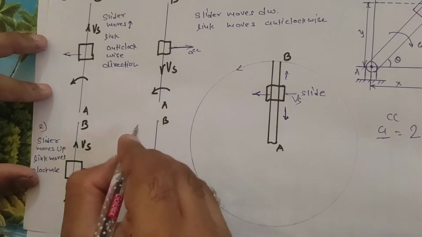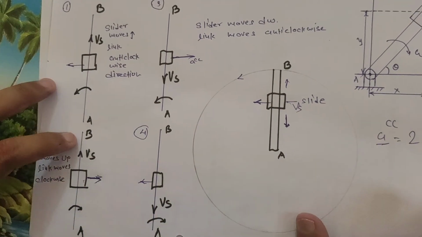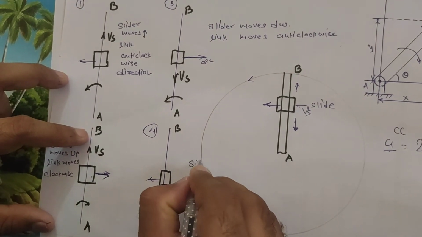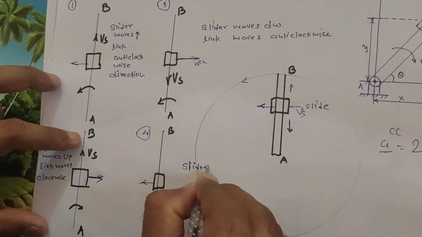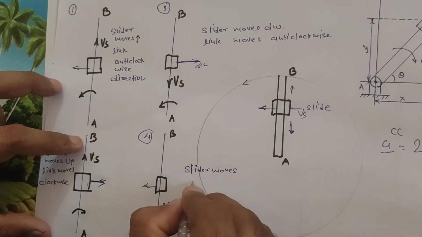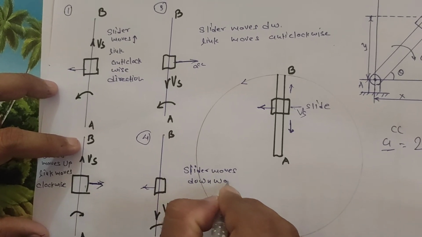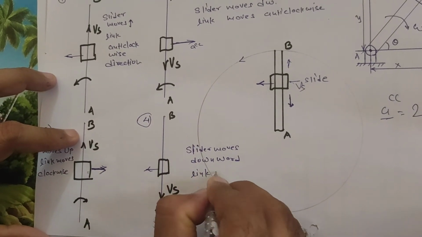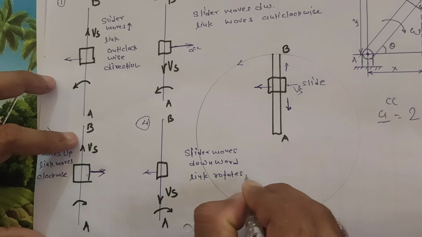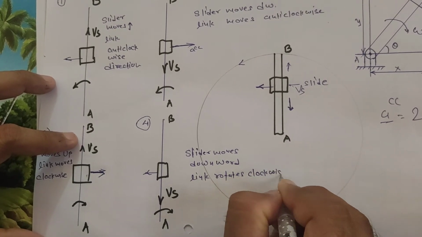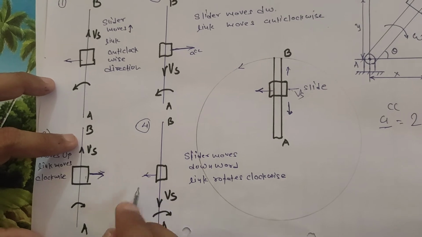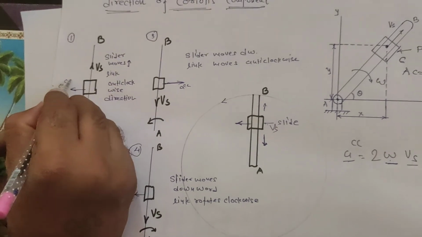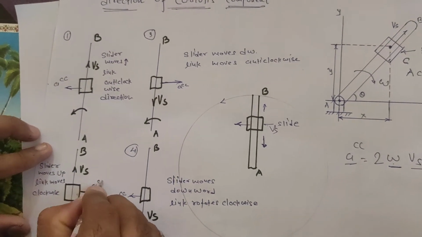Clear? Another case, case number 4: the slider moves downward, and the link rotates clockwise. So at that time the direction of the acceleration component of the slider may be this one. So all of these directions are the direction of the Coriolis component.